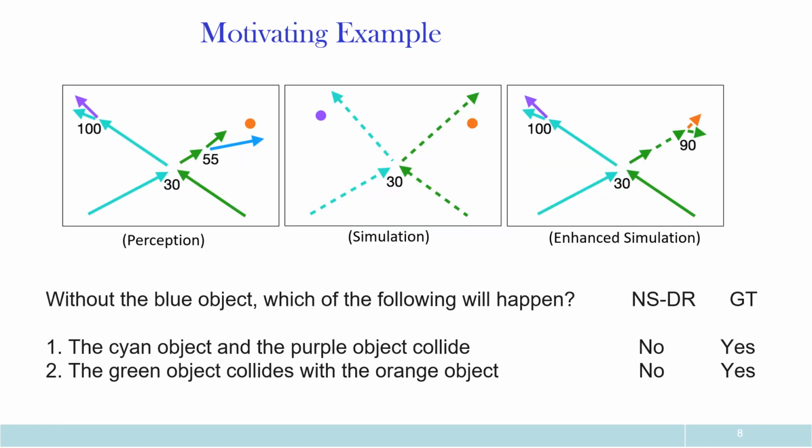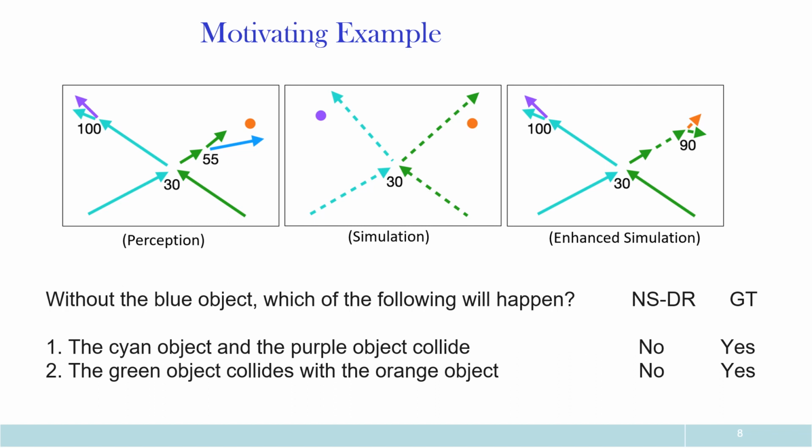As a motivating example, consider the trajectory on the left of some scene in the dataset, along with the two queries below. Without the blue object, will the cyan object and the purple object collide? And without the blue object, will the green object collide with the orange object? The ground truth says that both of these collisions will happen in a counterfactual scenario.